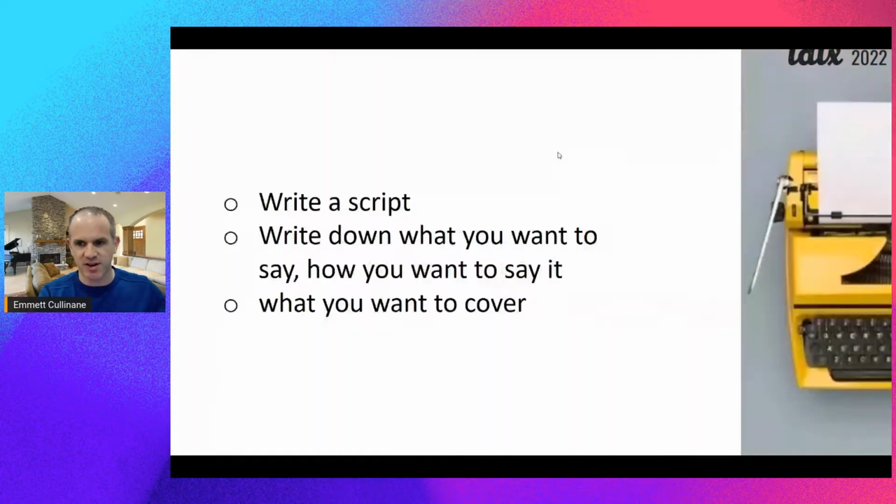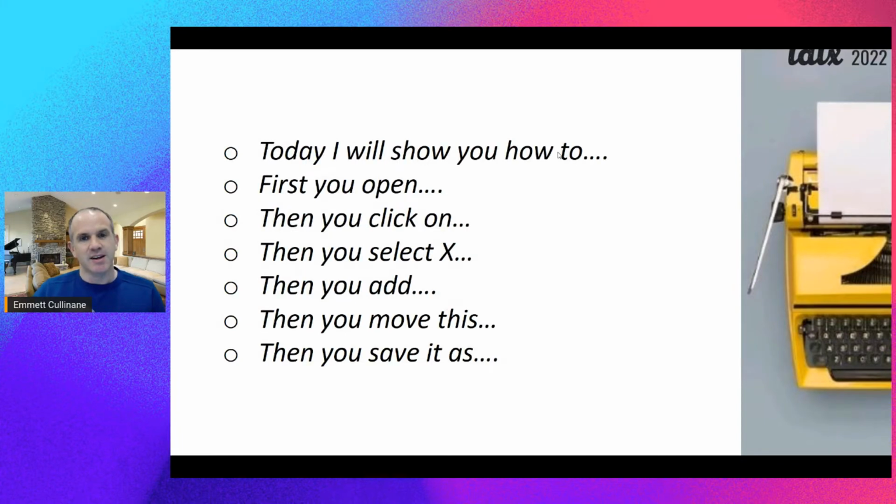When you're getting started, again, what I recommend is you write a script. You write down what you want to say, how you want to say it, and what you want to cover. Open a Word document or get a piece of paper, and write down what you want to say, how you want to say it. Pick the words and what you want to cover. And use a friendly conversational tone. This is not a formal academic thing. Use the tone you would use to converse with your friend. This is how you would show them.